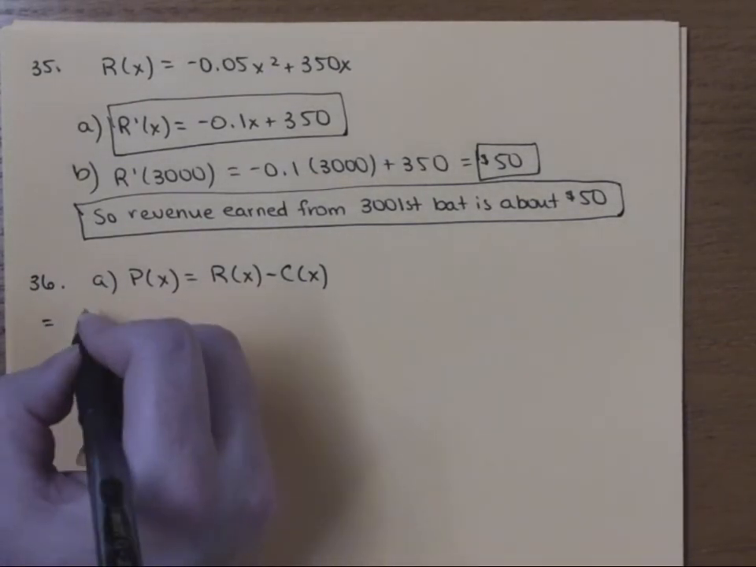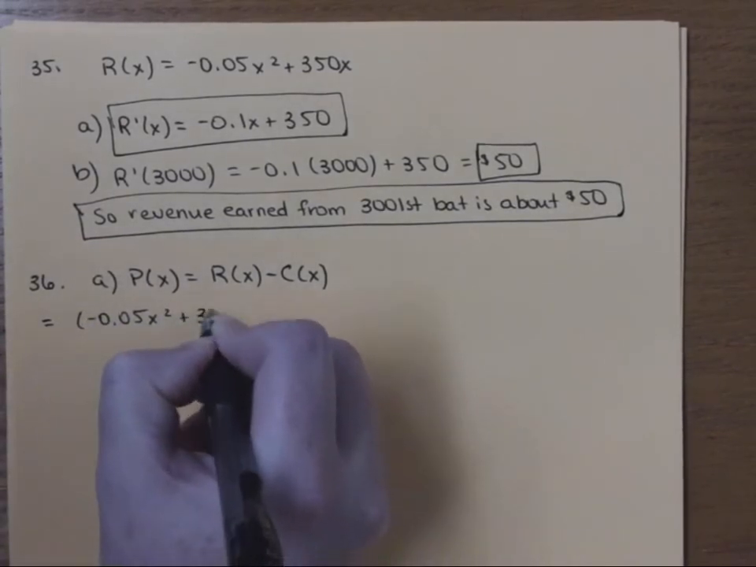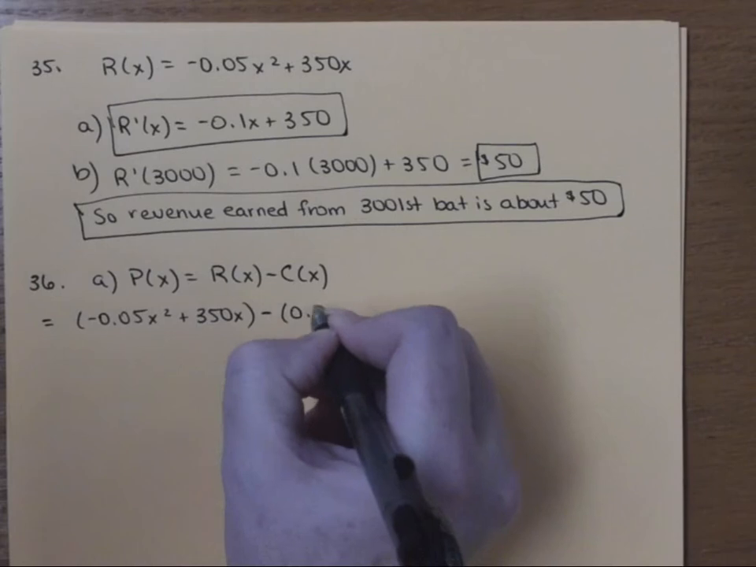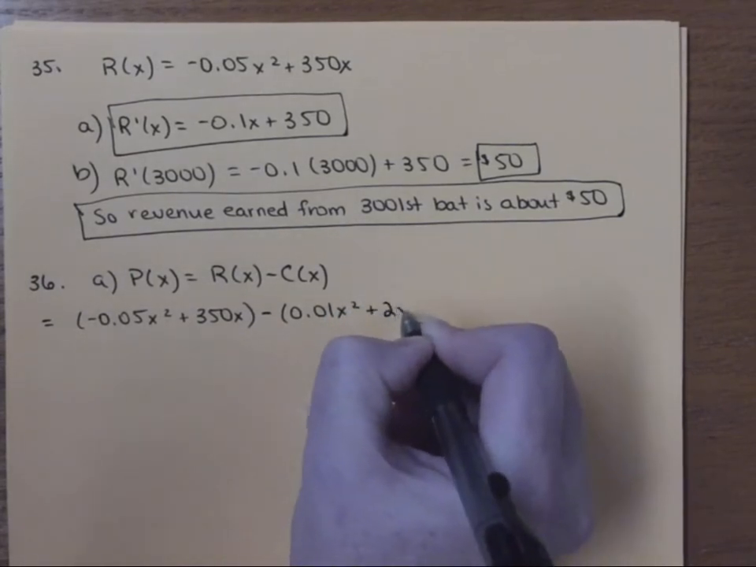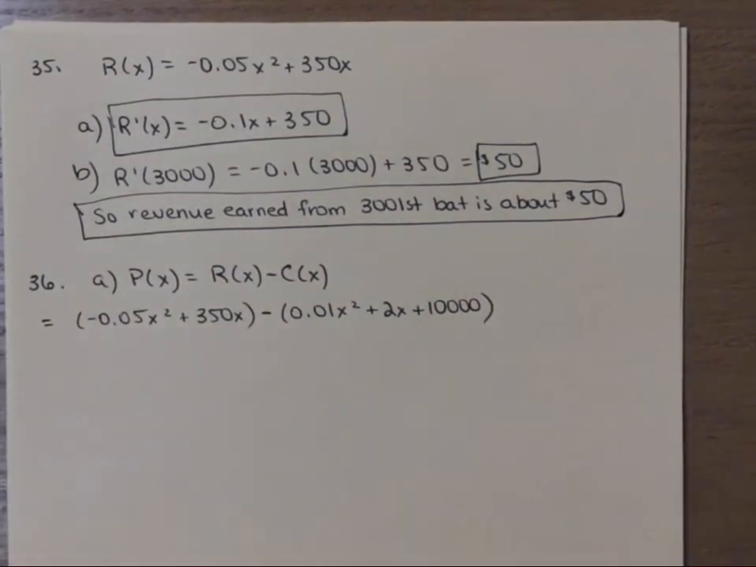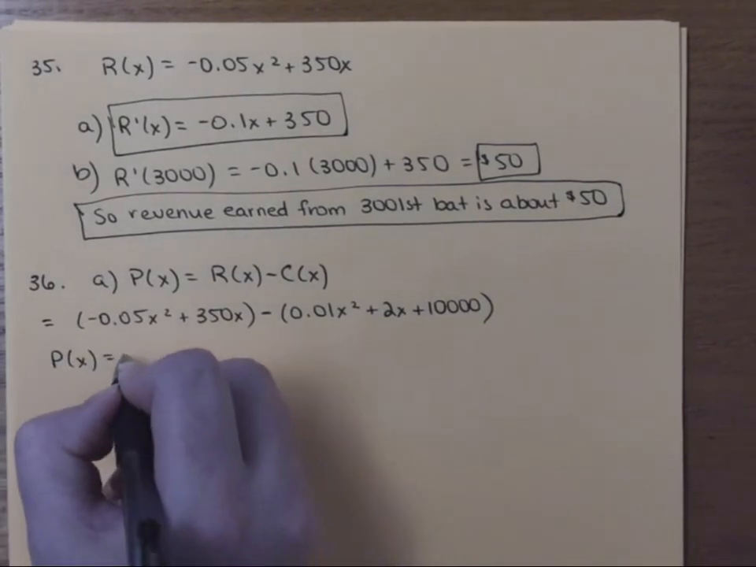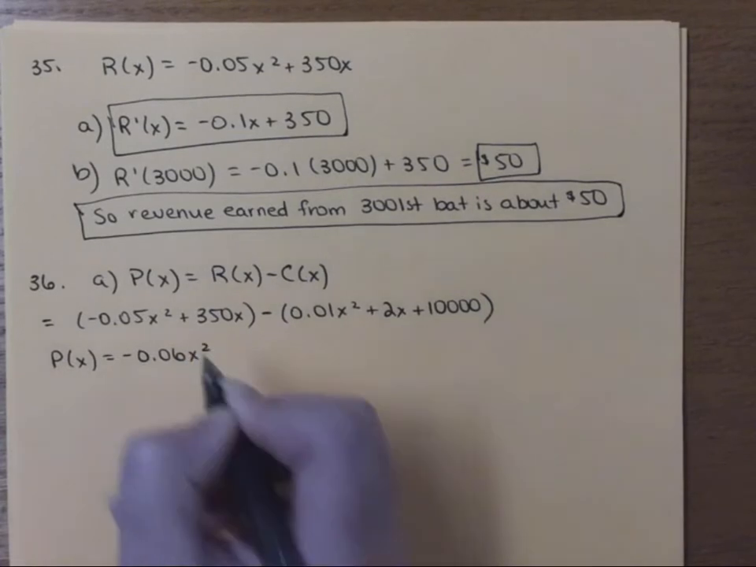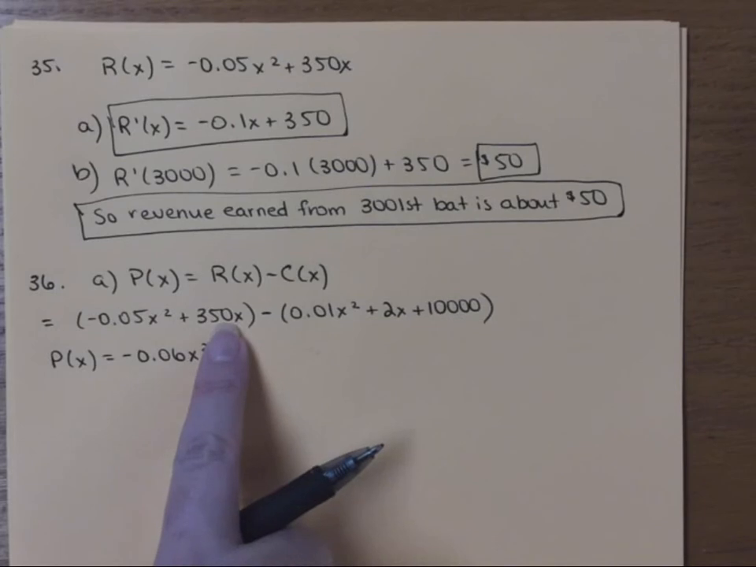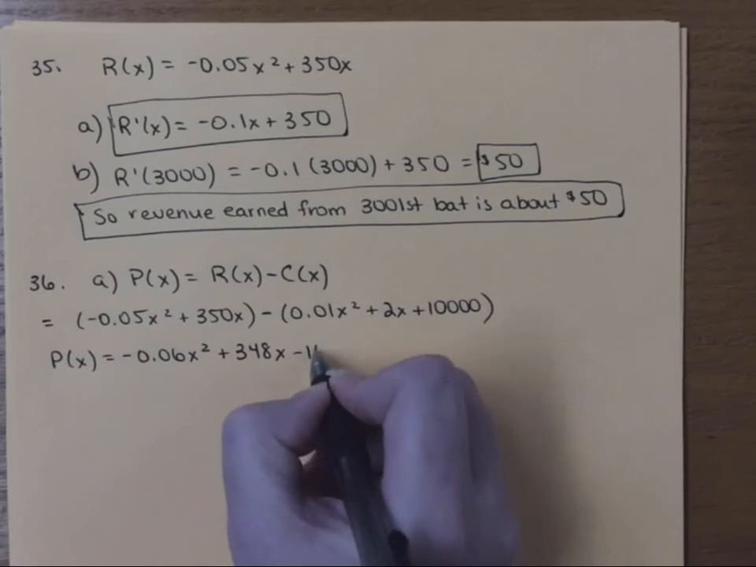So the revenue equation from number 35 was negative 0.05x squared plus 350x. And then minus the whole cost function from the one before it. Make sure you use parentheses here because that minus sign is actually going to distribute to everything. And if you include parentheses, it'll just kind of automatically do that for you. So in the end, I'm going to let you use a calculator for that and combine like terms, but you'll get negative 0.06x squared because negative 0.05 minus 0.01 is negative 0.06. 350 minus 2 would be 348x, and then minus 10,000.